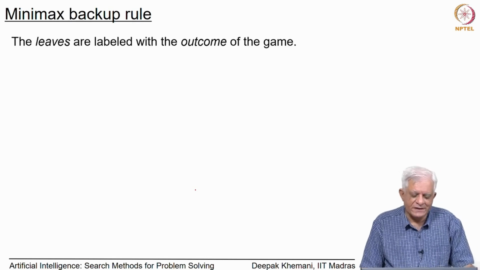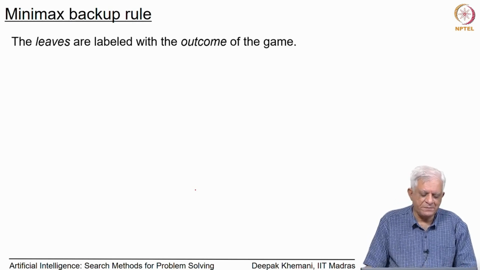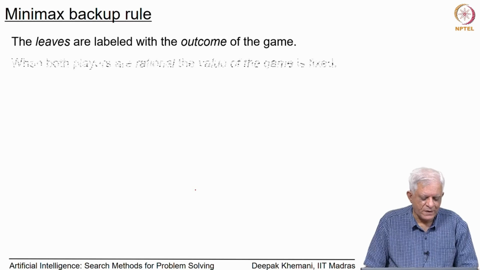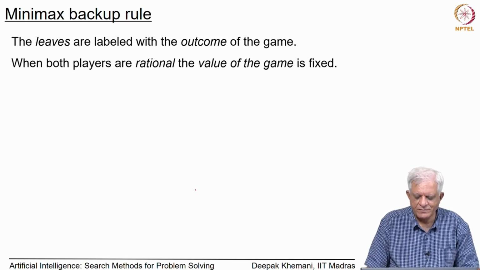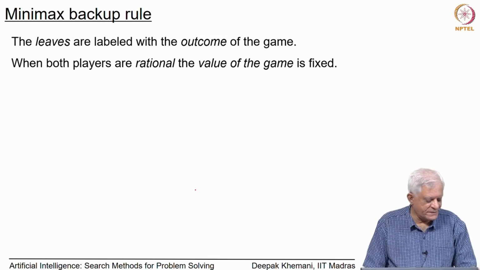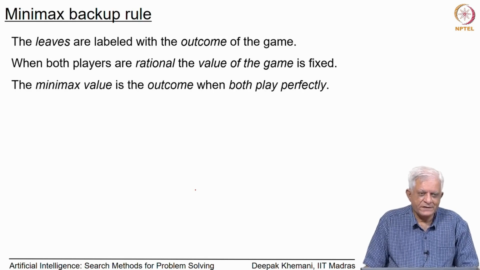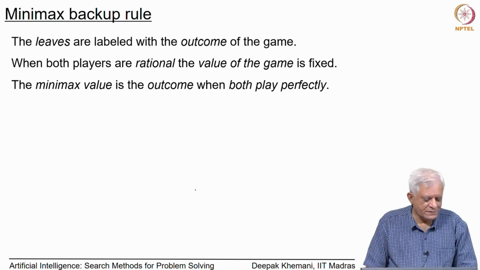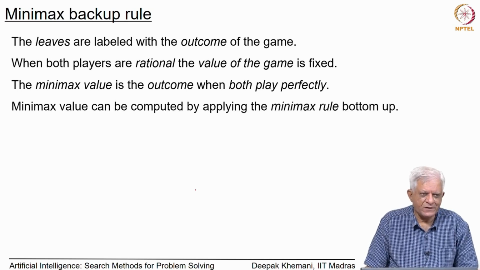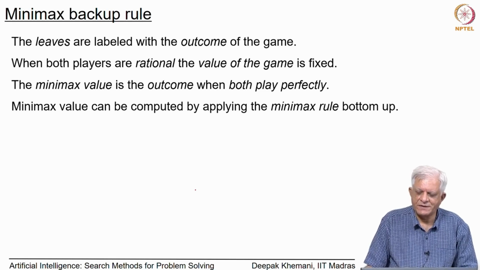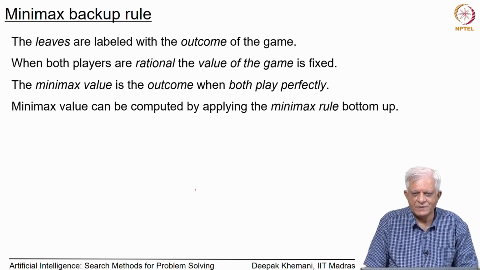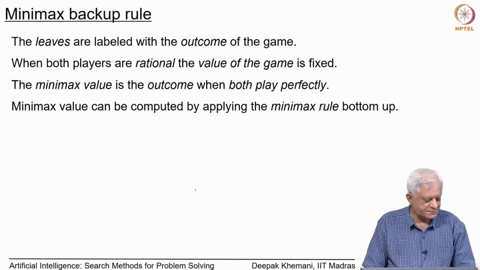As we said, the leaves are labeled with the outcome of the game. When both players are rational, the value of the game becomes fixed, because both players make the best move at every stage. That value is known as the minimax value. It is the outcome when both the players play perfectly, and the minimax value of a game tree can be computed by applying the minimax rule in a bottom up fashion, which means you start from the leaves and you go up towards the root of the game tree.